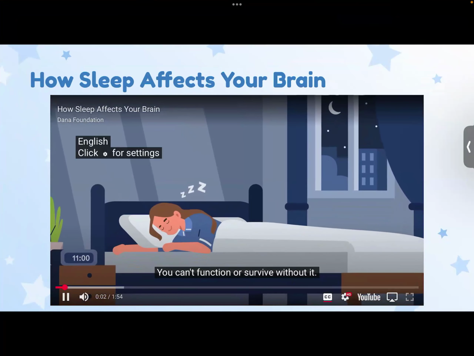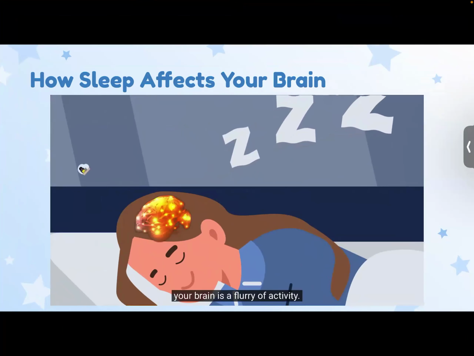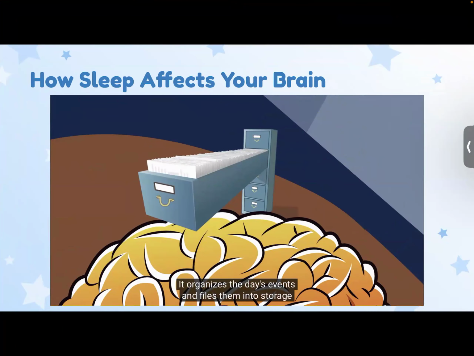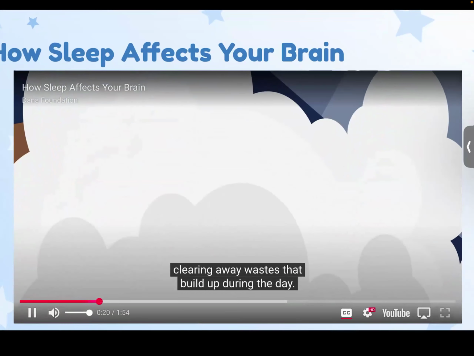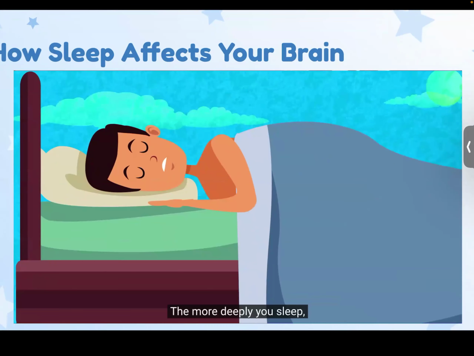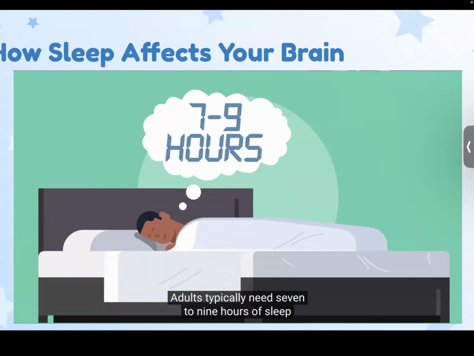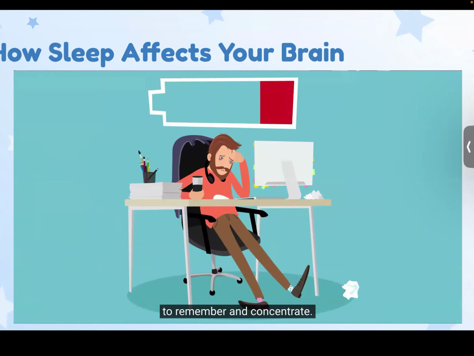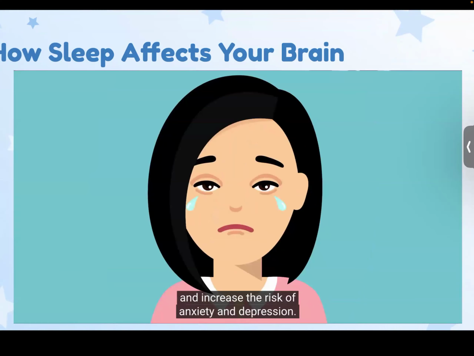Sleep is essential. You can't function or survive without it. While your body is resting, your brain is a flurry of activity. It organizes the day's events and files them into storage so you can easily retrieve them later. It also catches up on housekeeping, clearing away wastes that build up during the day. The more deeply you sleep, the more effective your brain is at cleaning itself. Adults typically need 7 to 9 hours of sleep for maximum brain performance, but many of us don't get it. Too little sleep negatively affects your ability to remember and concentrate. It can also make you moodier and more irritable, and increase the risk of anxiety and depression.